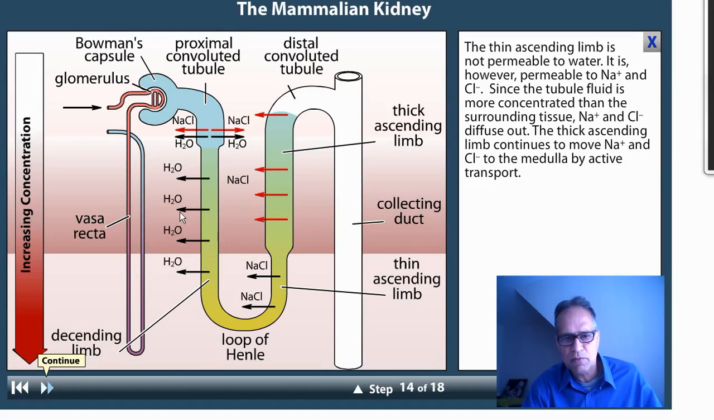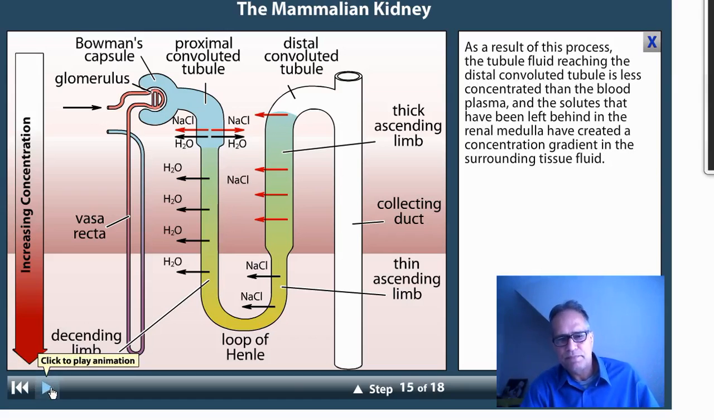So for osmosis to happen, this concentration, the ICF, interstitial cell fluid concentration, must be higher than the filtrate concentration. How does that become higher? Because the sodium is pumped out, and sodium is a solute, and solute concentration will be higher here.